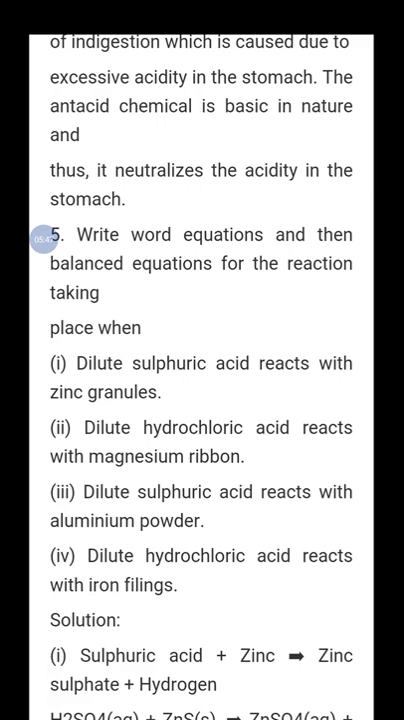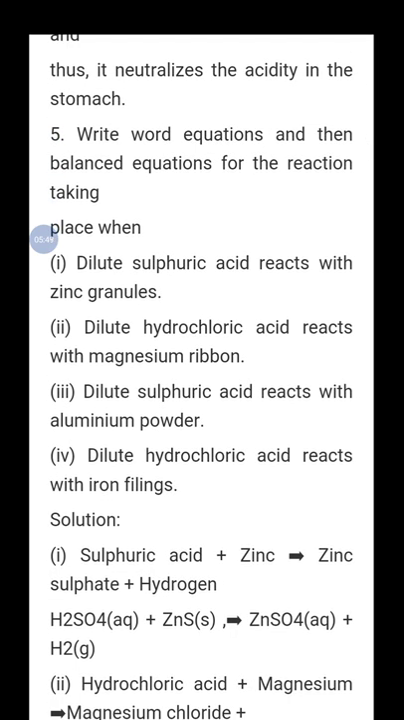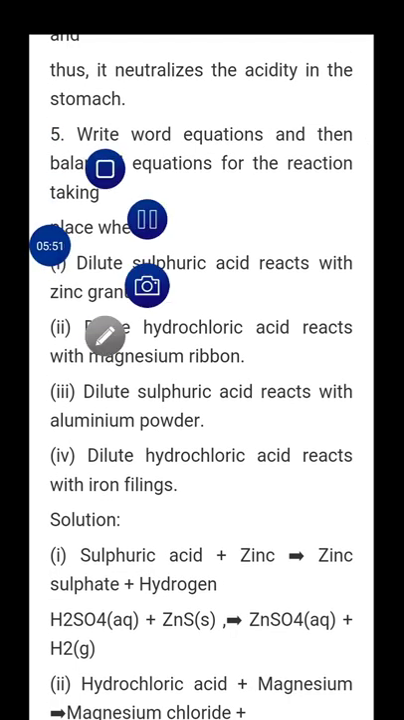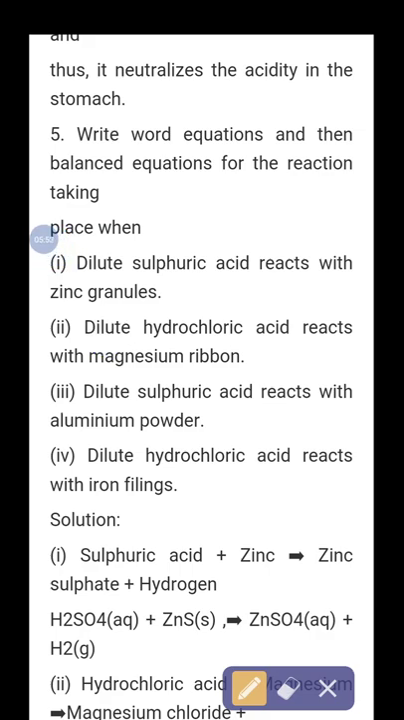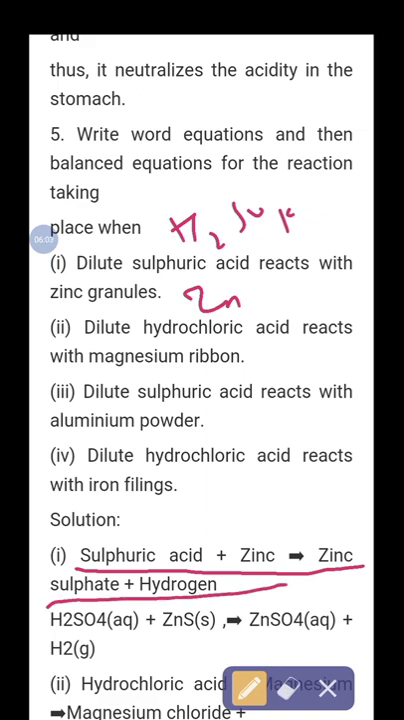Write the word equation and then balance the equation. Dilute sulfuric acid, H2SO4, reacts with zinc, Zn. Sulfuric acid plus zinc gives out zinc sulfate plus hydrogen: H2SO4 plus Zn gives out ZnSO4 plus H2.